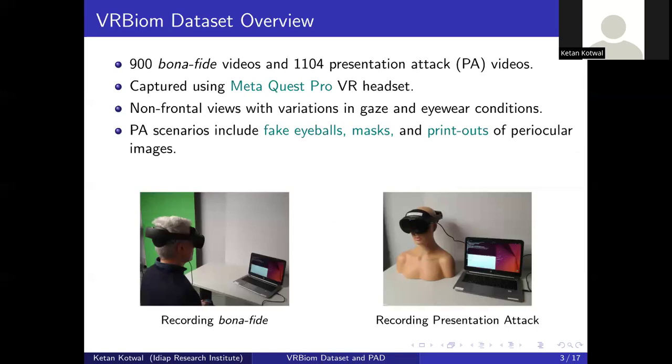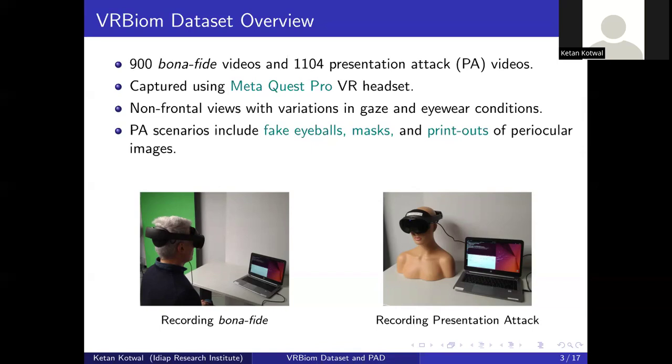To give an overview of the dataset that we have created, the VR-BIOM dataset consists of 900 bona fide videos and more than 1100 presentation attacks. This dataset was captured using a Meta Quest Pro virtual reality headset, which is designed by Meta. In this kind of application, we cannot have frontal views of the iris region because the camera is fit on the surroundings of your device.